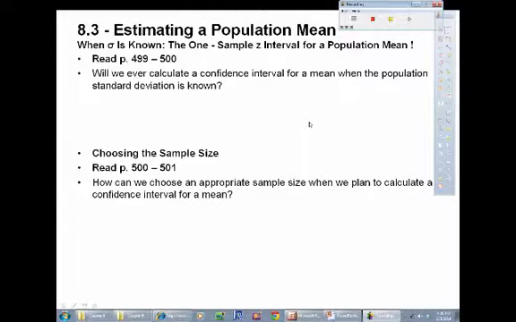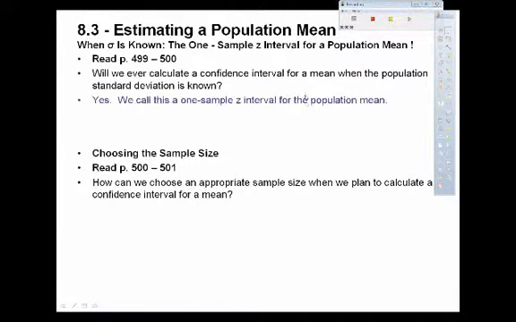Will we ever calculate a confidence interval of the mean? Because in 8.2 we didn't have the mean or the standard deviation. But will we ever calculate the confidence interval for a mean when the population standard deviation is known? The answer to that is yes. We call this a one sample Z interval for the population mean.